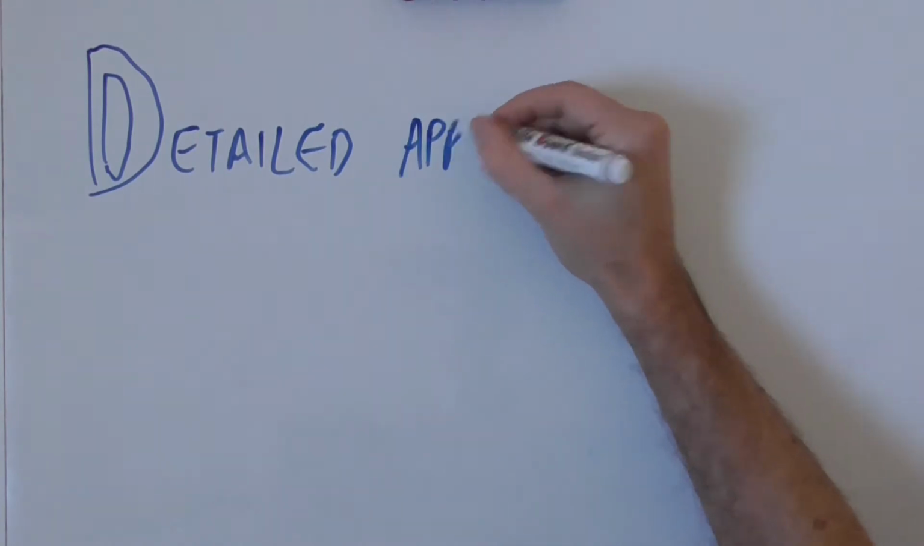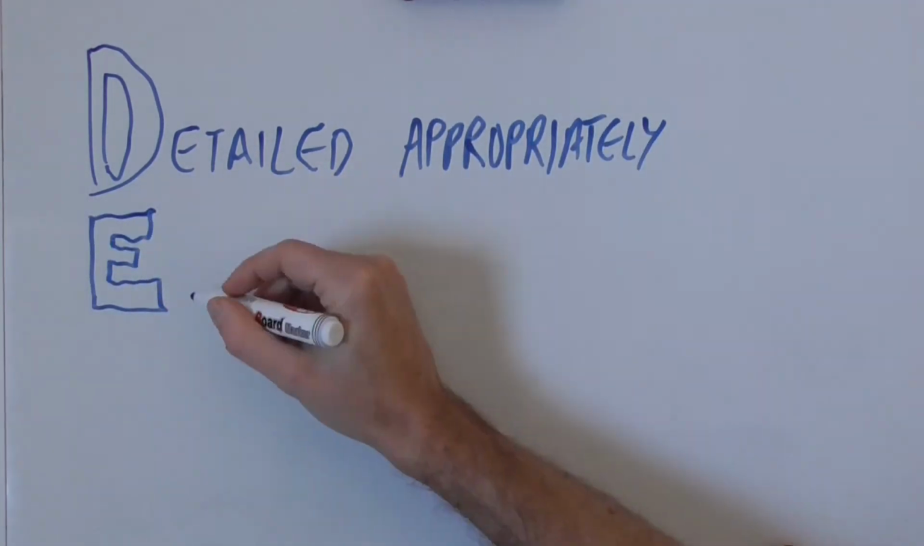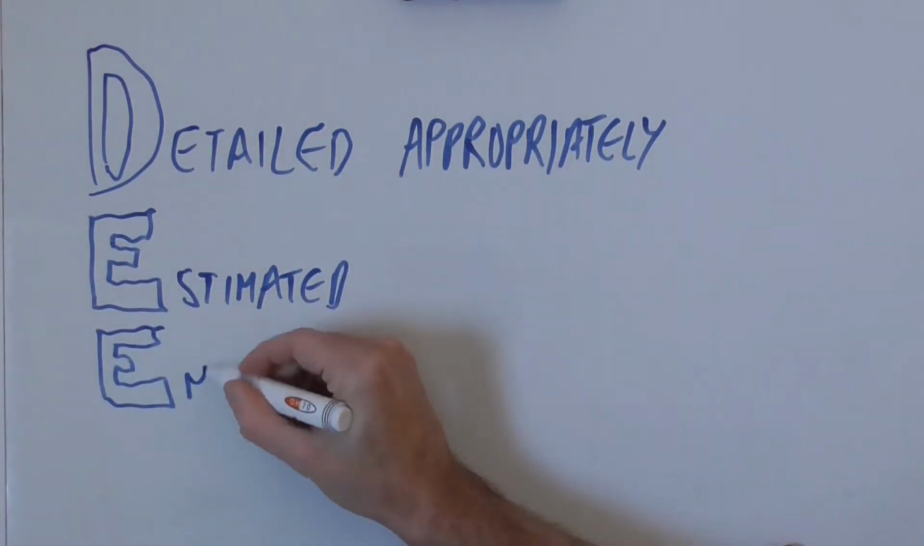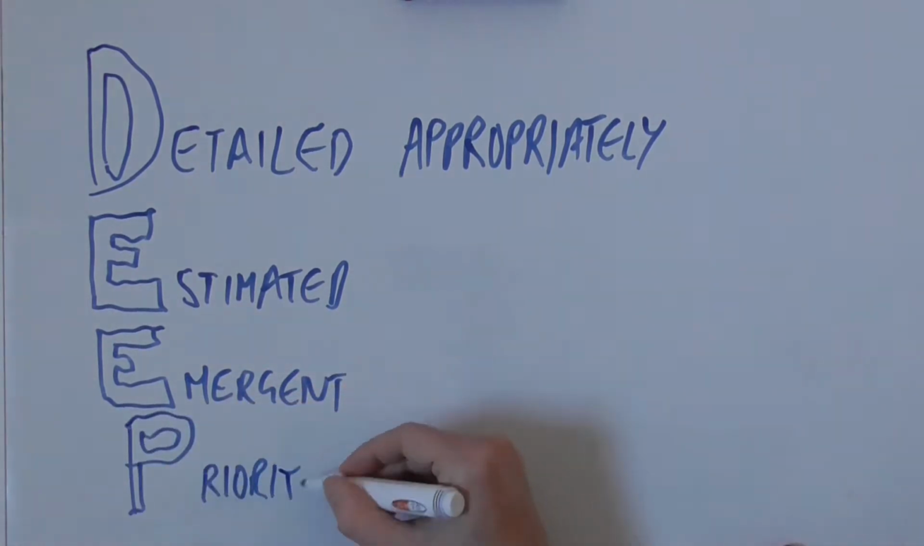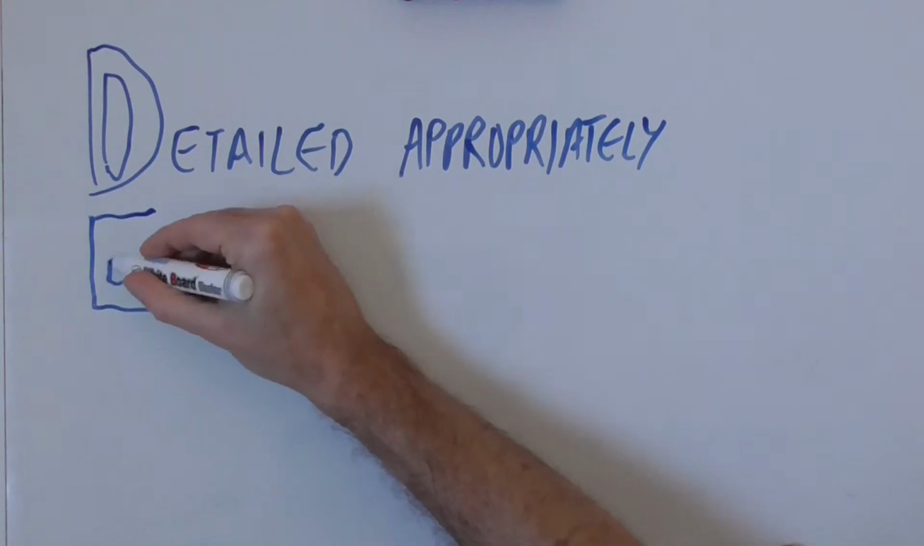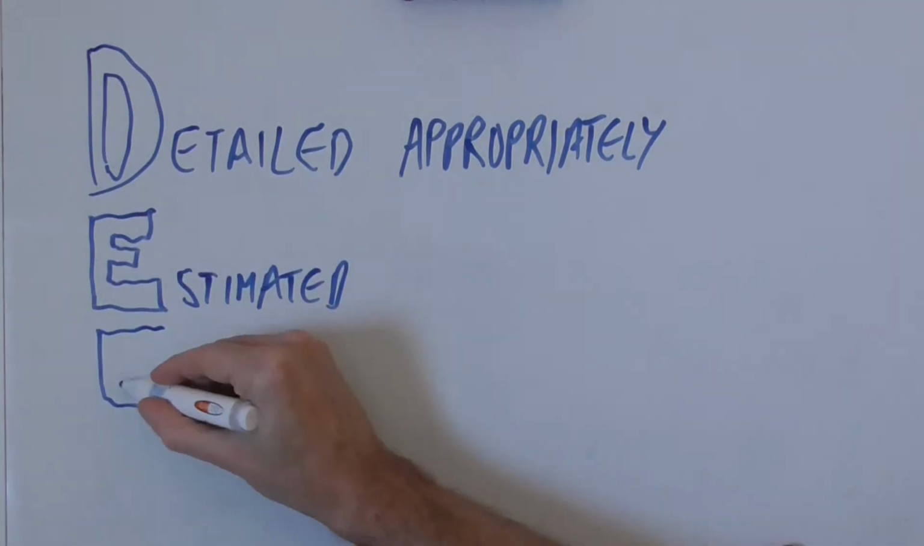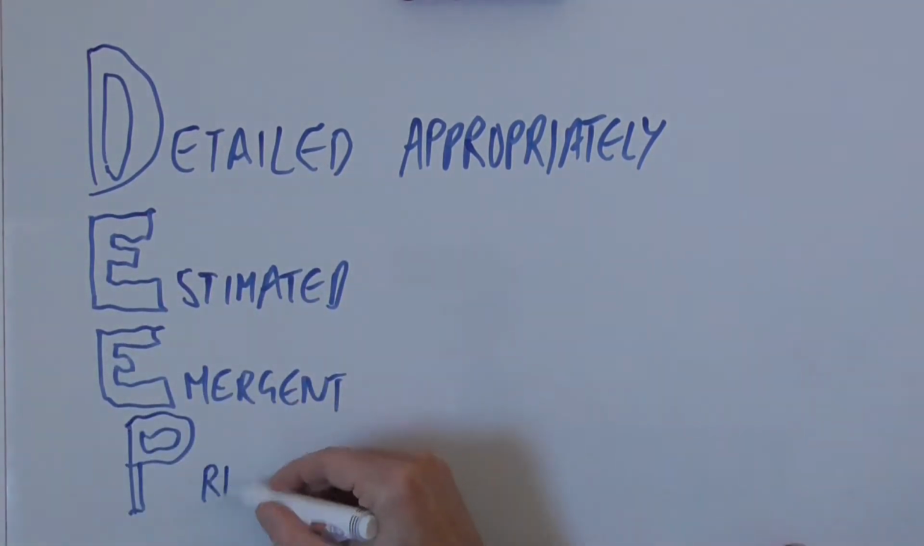It's a D, detailed appropriately. It's E, estimated. It's E, emergent, and P, prioritized. That's not really working, is it? So yeah, D, detailed appropriately, E, estimated, E, emergent, and P, prioritized. We'll go through those in detail now.